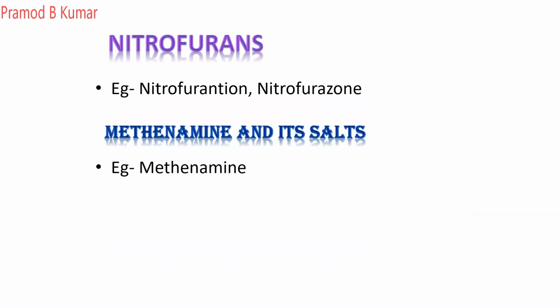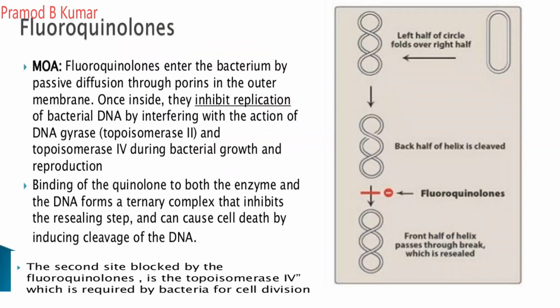Next examples are nitrofurans like nitrofurantoin and nitrofurazone. Methenamine derivatives include methenamine. So these are some of the classification of your UTI agents.